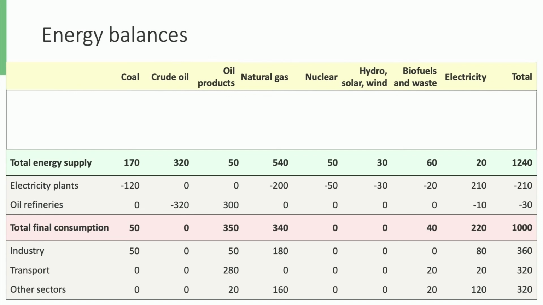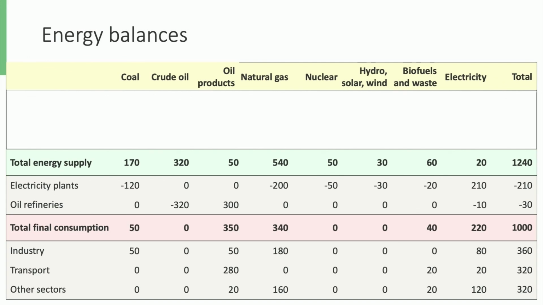Now we add the second part, and that's the conversion sector. You can see on each row the various conversion sectors like electricity plants and oil refineries. Energy conversion sectors have energy as both an input, negative numbers, and an output, positive numbers. For example, looking at the row for electricity plants, the energy carriers coal, natural gas, nuclear and hydro, solar and wind are used as inputs and so are negative. These are converted to produce electricity output, which accordingly has a positive value.